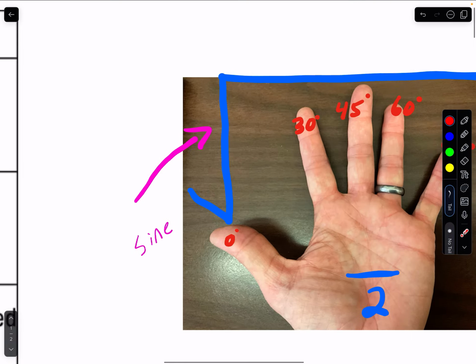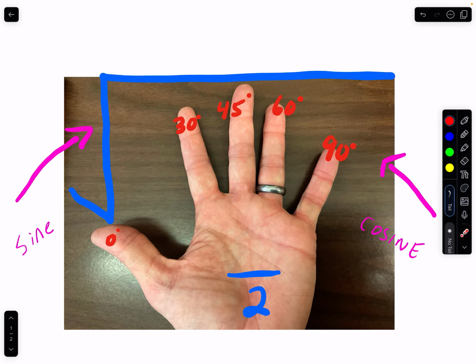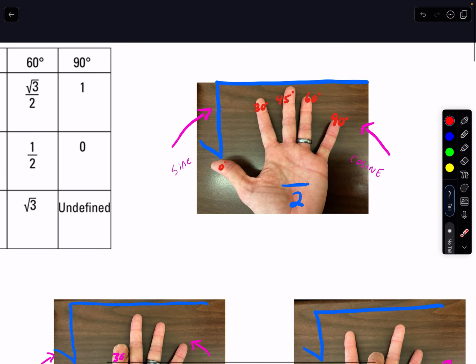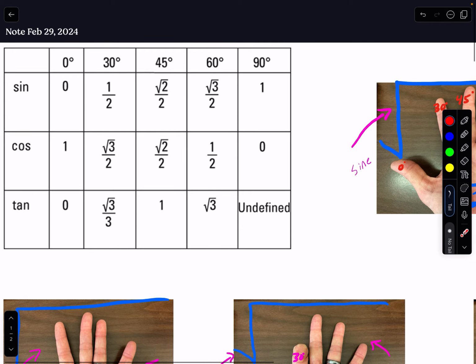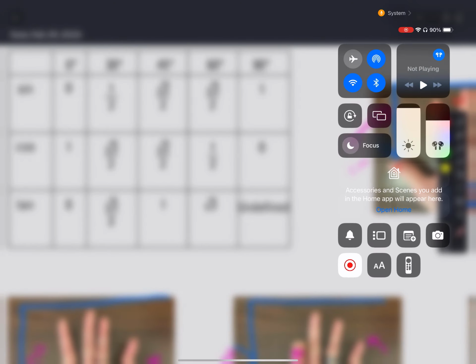Okay, so just a reminder, set it up just like this. Sine is coming in from the left-hand direction, and cosine is coming in from the right-hand direction. If you can, try to see if you can figure out how to come up with the tangent values with your hand. All right, hope this helps.